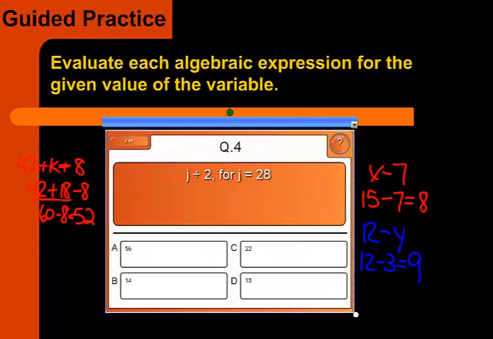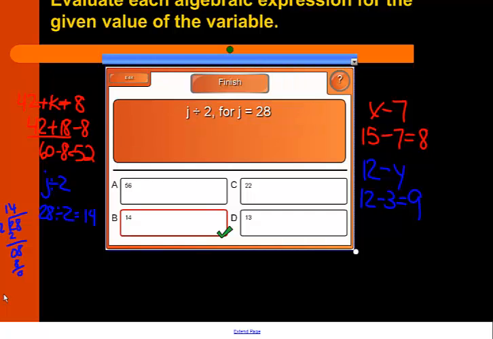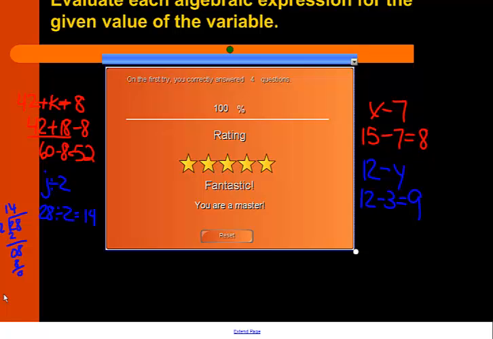Great. And the last one, j divided by 2 for j equals 28. So let's write j divided by 2. And instead of j, we're going to put in 28 divided by 2. If you need to, do it on the side. 28 divided by 2. 2 goes into 2 one time. 0. Bring the 8 down. 2 goes into 8 4 times. Bring the 8. And that's 0. So the answer is 14. Great job. You got 100%.